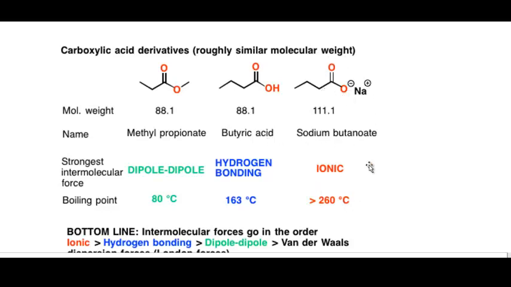When you have something completely ionic, yes, ionic trumps everything. The full negative of the oxygen, this is called a carboxylate. When you protonate it, it becomes a carboxylic acid. This carboxylate, the full negative, will interact fully with the full charge of sodium. It takes greater than 260 degrees of heat energy to break apart ionic bonds.